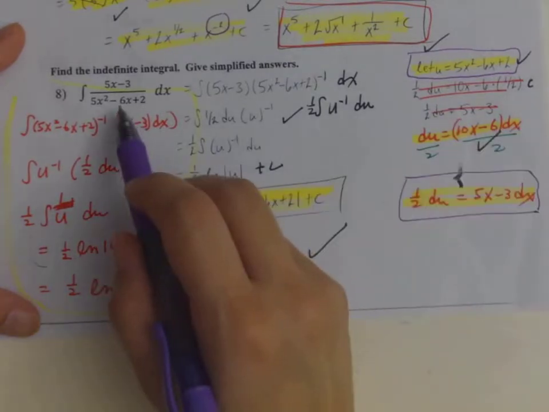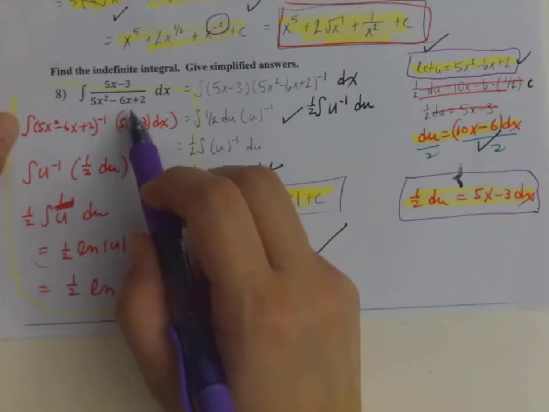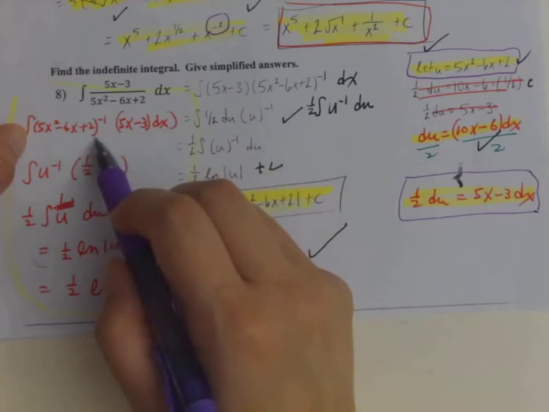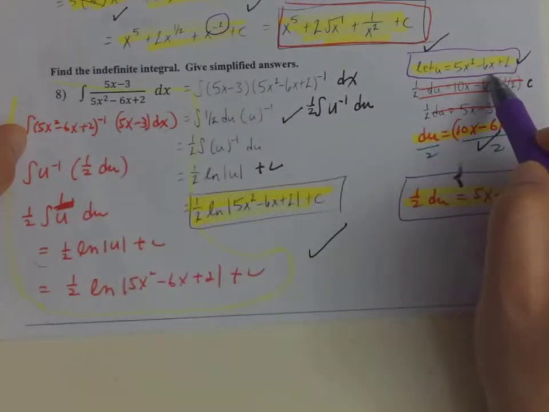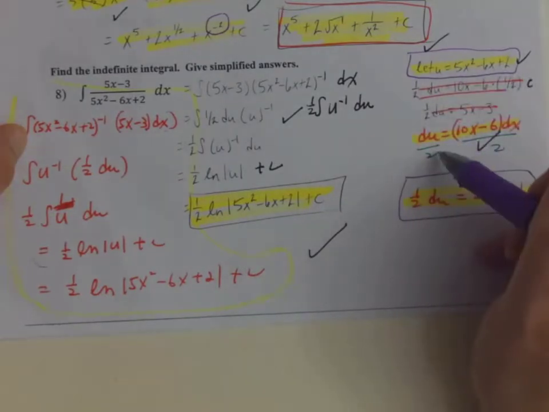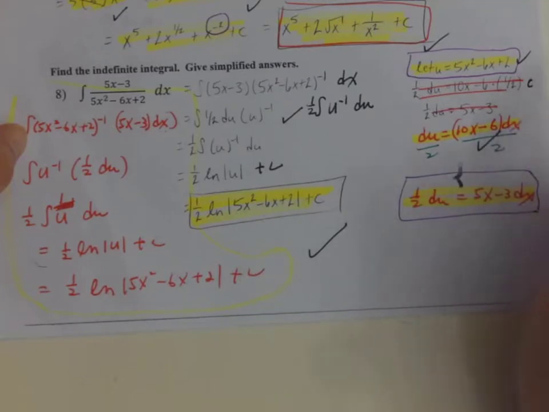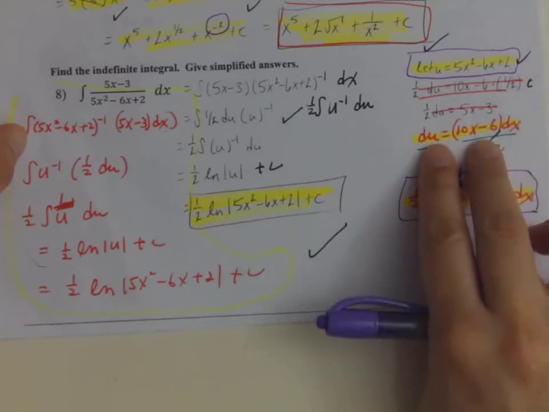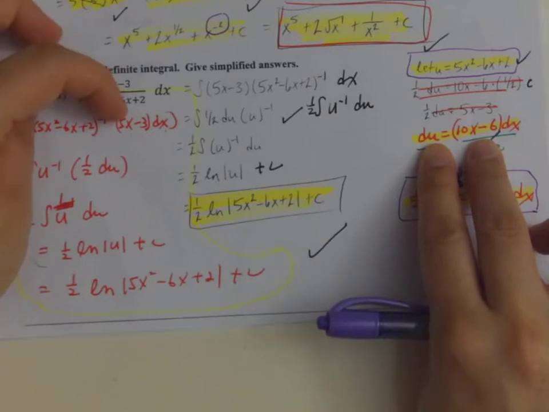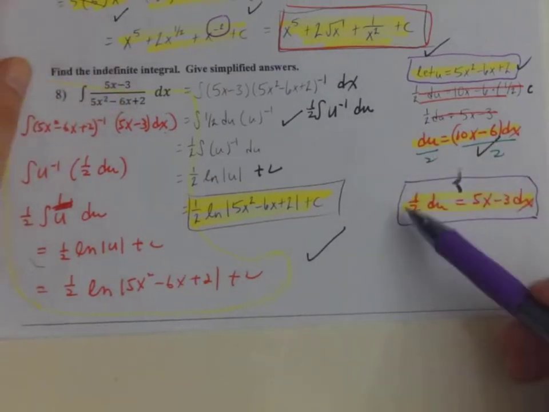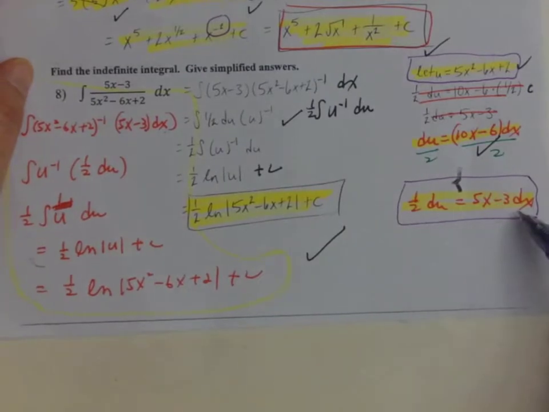So this particular one, basically we separate the denominator and the numerator with dx, right? The denominator part we set as u, and then we take du on both sides. So du means you take the derivative of this, which is 10x minus 6 dx. It doesn't look like this one, 5x minus 3, right? But you can divide both sides by 2, then it would be 5x minus 3. So 1/2 du equals 5x minus 3 dx.